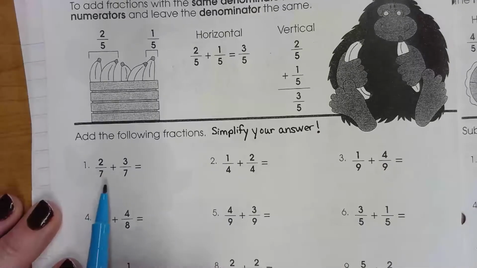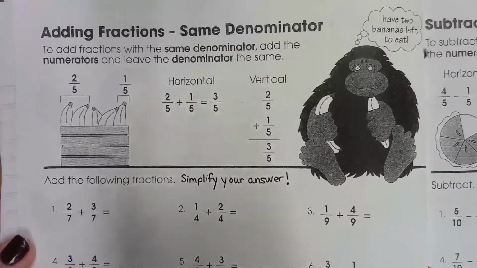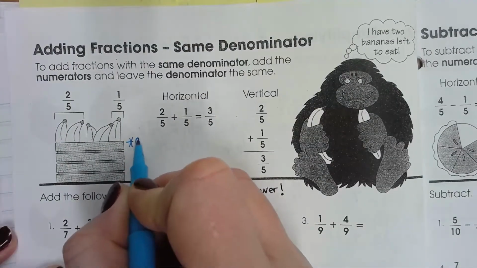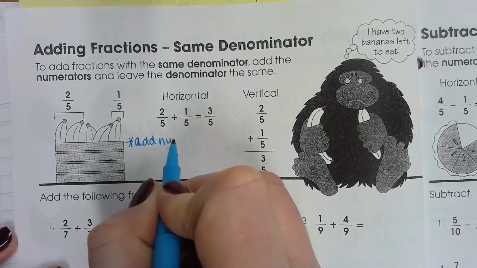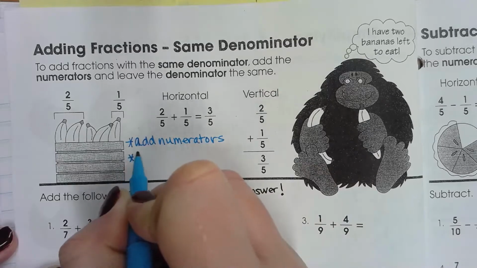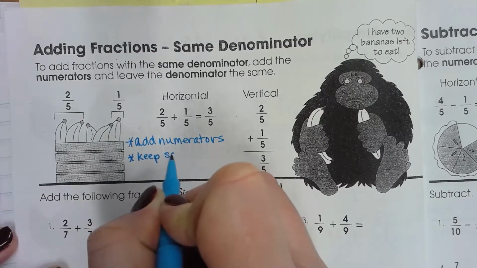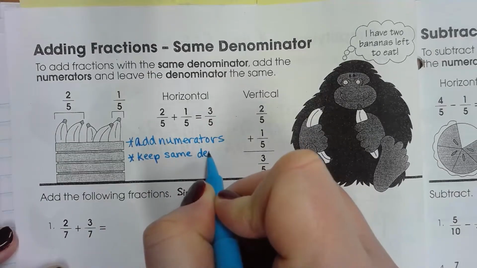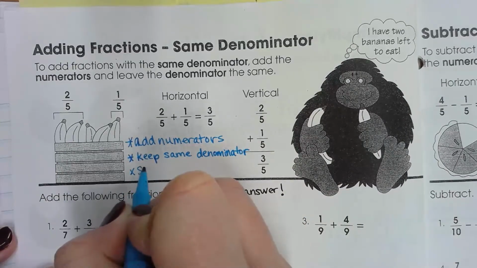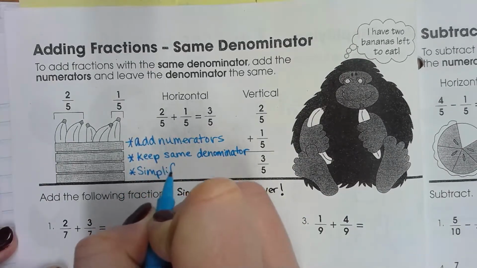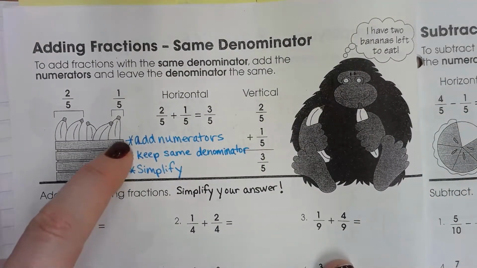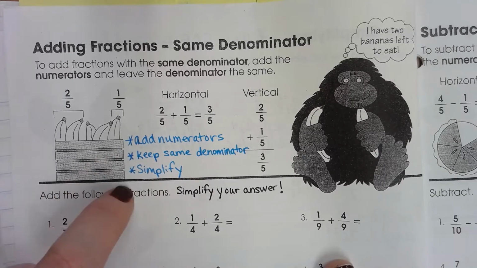So to add the fractions, let's just write some notes. Add numerators, keep same denominator. And then finally, simplify. Because we learned how to simplify in a previous lesson. So we're going to add the numerators, keep the denominator, then simplify.